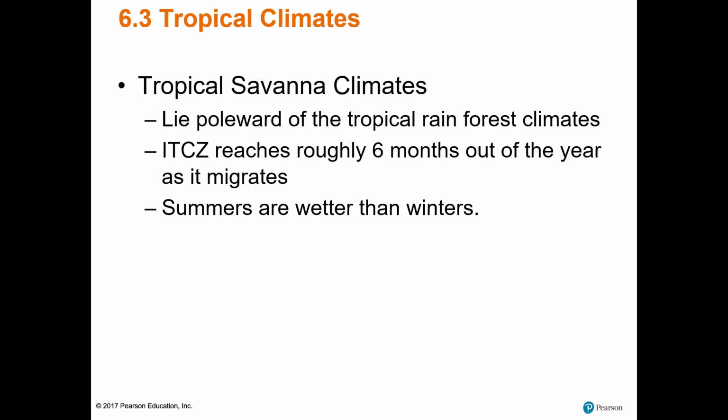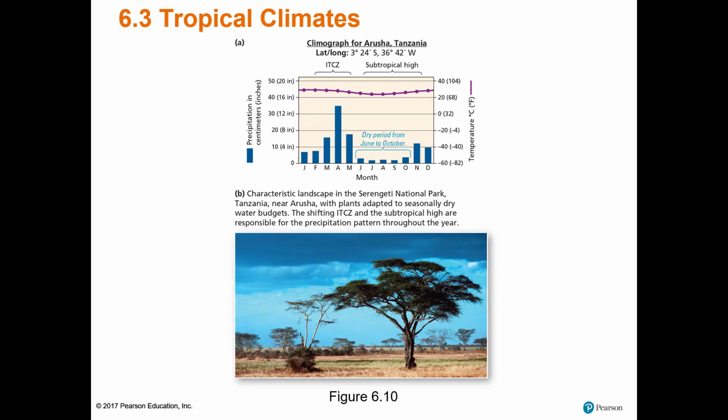seasonality. In tropical savanna climates, they are located poleward of the tropical rainforest climates, so both north of the tropical rainforest in the northern hemisphere and south of the tropical rainforest in the southern hemisphere. The ITCZ reaches roughly 6 months out of the year as it migrates, and the summers are wetter than the winters. So you can see that there's a dry period here that is represented by June to October.